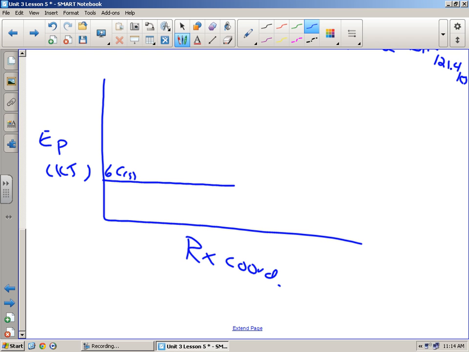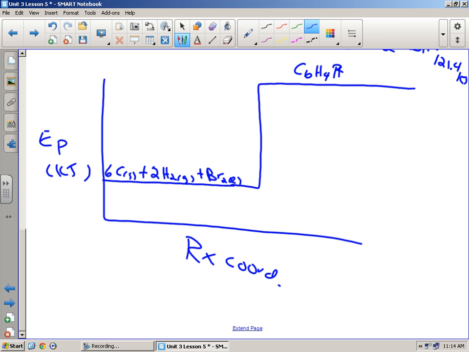I don't know how much I'm going to need here, so just give me a sec. Six C's. I need two H2s and one Br2, I guess, right? And we're going to get C6H4Br2. And right here, you'd say delta H is a positive 121.4 kilojoules, yes?